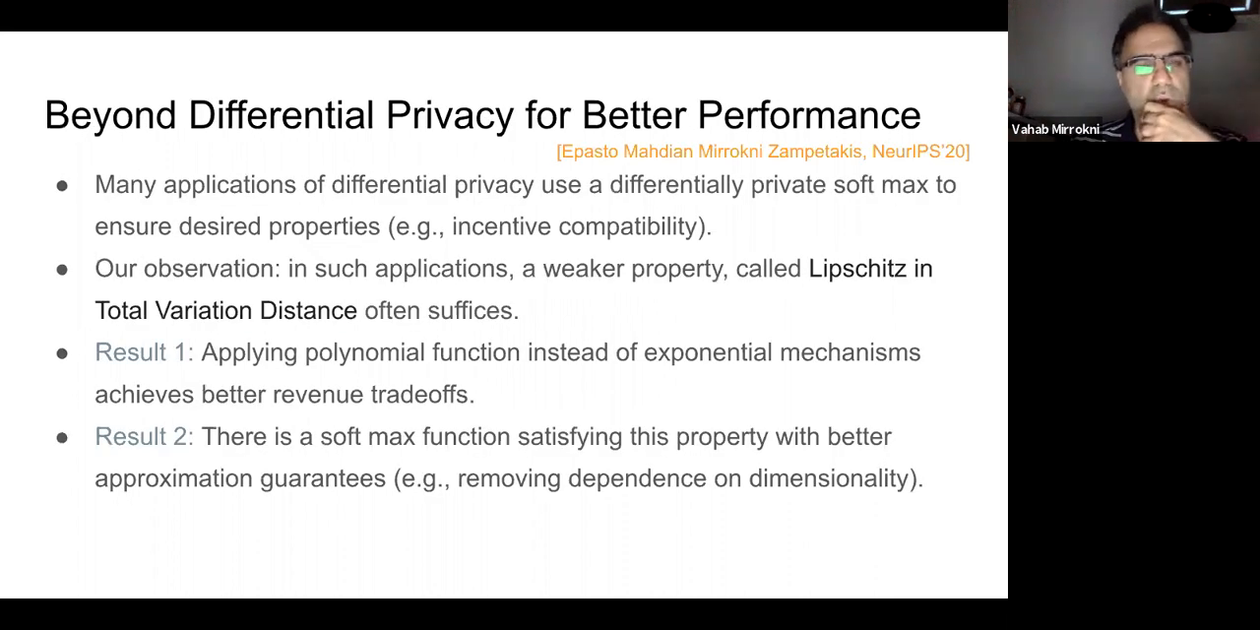But in a more recent NeurIPS paper, we noticed that getting good incentive compatibility does not have to go through the softmax function or differential privacy. Differential privacy is overkill for this problem. We observed that in our application, a weaker property, which we call the Lipschitz condition in the total variation distance, is sufficient. As a result, we can get better bounds in the trade-offs between incentive compatibility and the welfare of the auction. This is a long paper, and I'm not going to go through the details, but there is interesting follow-up work, because what we have here is a very theoretical algorithm, and it would be interesting to design a more practical algorithm for this scenario.